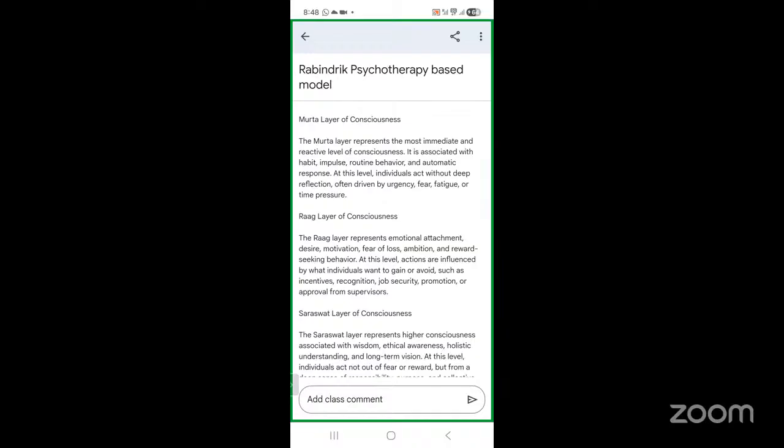Depending on the situation, can a person's consciousness position change, like Murta layer or Raga layer or maybe Saraswat layer, depending on the situation or surrounding? Whether the consciousness level also changes there. Definitely. Because the consciousness is dynamic in nature.